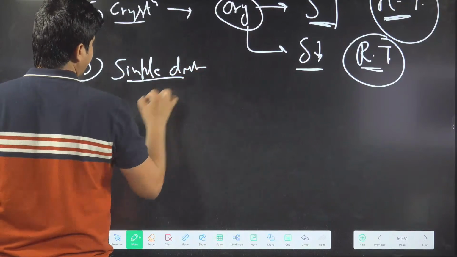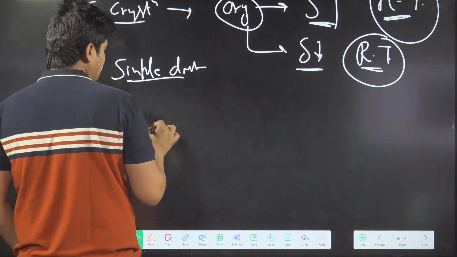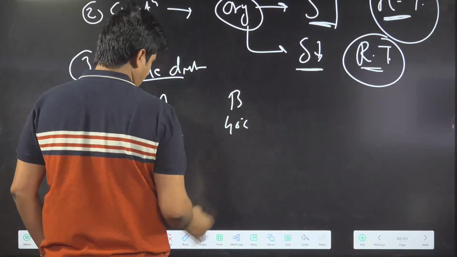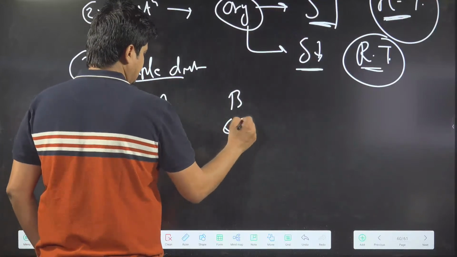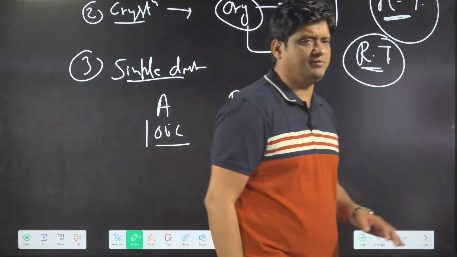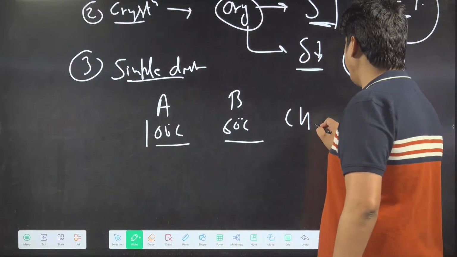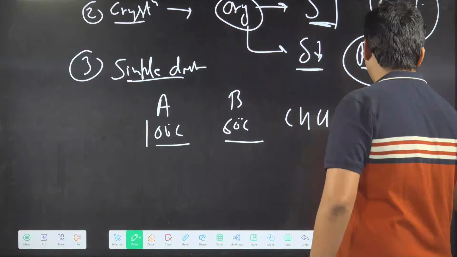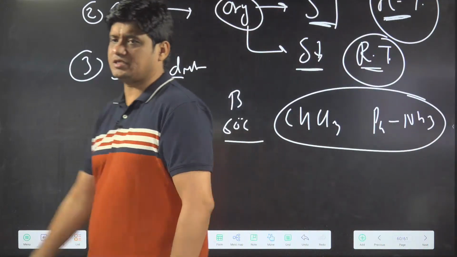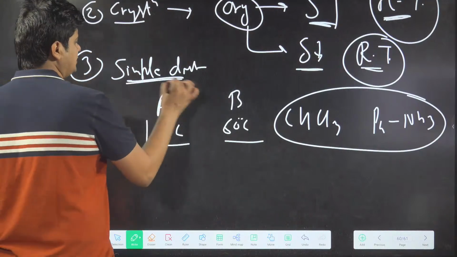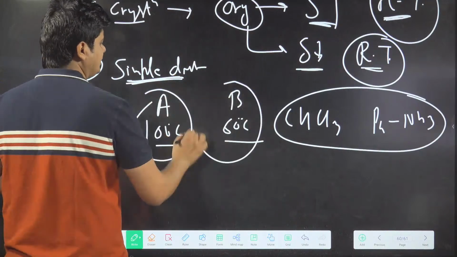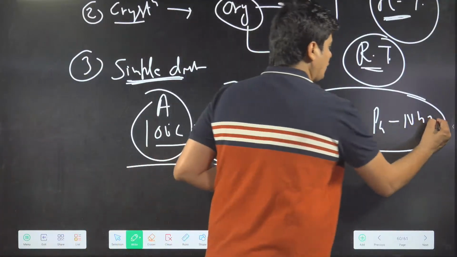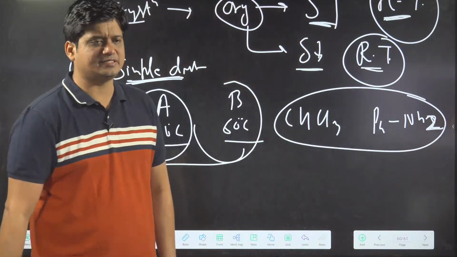Simple distillation. If the difference in boiling point is big, let's say one compound is A and another compound is B, with boiling points of 100 degrees Celsius and 40 degrees Celsius, or let's say 100 and 60 degrees Celsius. If a big difference is there in boiling point, we can go for simple distillation. Example: chloroform and aniline, a mixture of these two can be separated by simple distillation. So this is the important point. Simple distillation is used when the difference in boiling point is big. That is the first important point. Second important point, example: a mixture of chloroform and aniline can be separated by simple distillation.